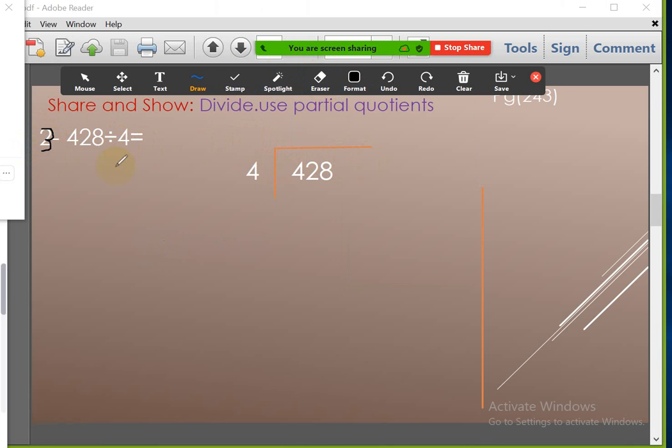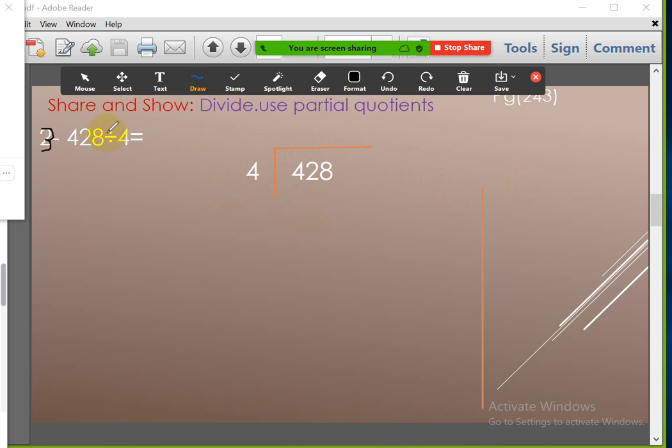So girls, let me solve the first one to remember together how we will find the quotient by using partial quotient. I told you the strategy is repeated subtraction: you take the divisor here, which is 4, and then multiply it by a number. Choose any number you want.